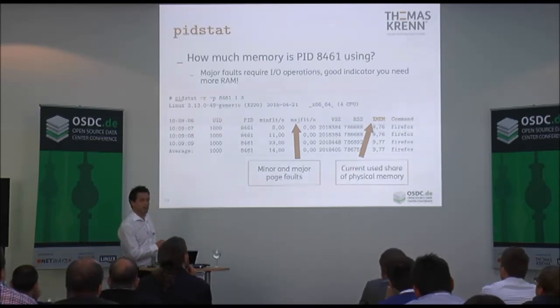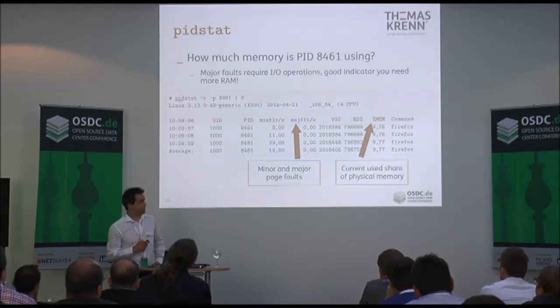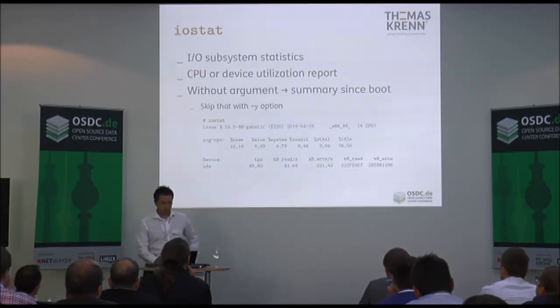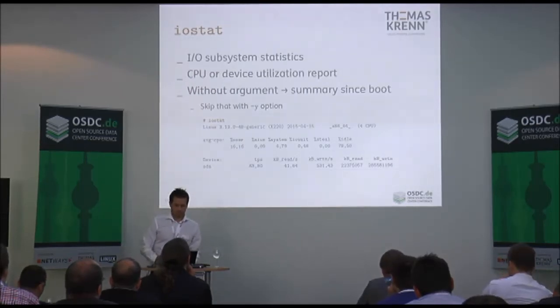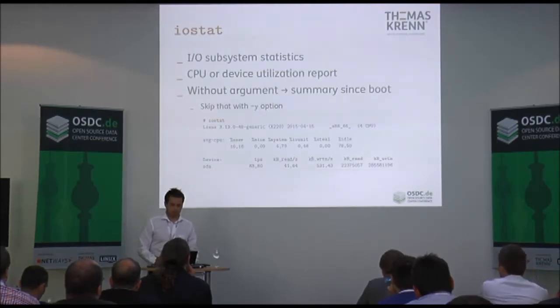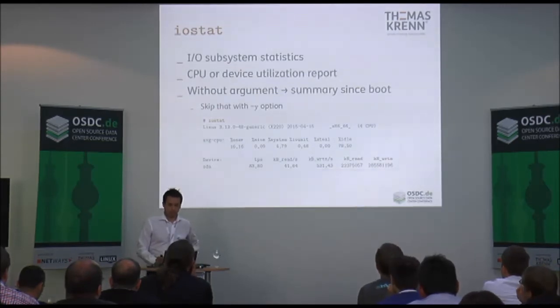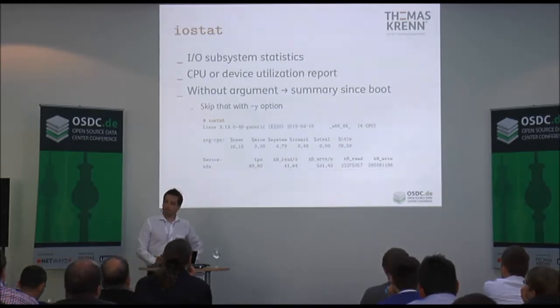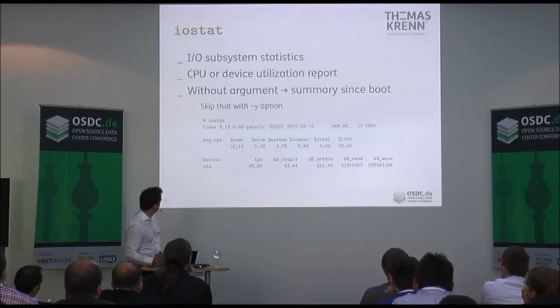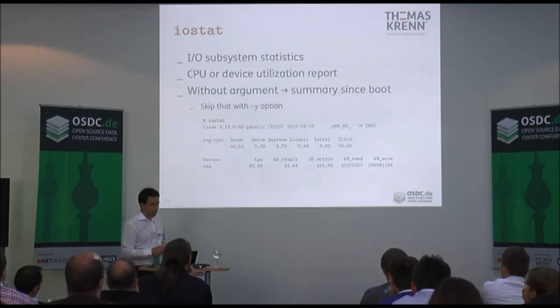And okay, so this is the same column as you get with top. There you also have a percent memory column. iostat is a tool I liked a lot. I've also written a short article about iostat in the formerly known Admin magazine. You get IO subsystem statistics with iostat, and you have a CPU or a device utilization report. Without any argument, when you call iostat, you get the summary counters since boot, but you can skip that with the -y option. So just running iostat gives you the numbers since boot. Okay, that's not very much running on this system.